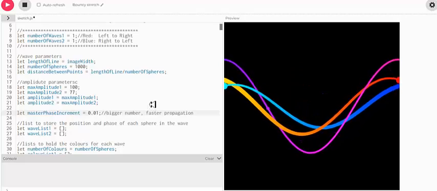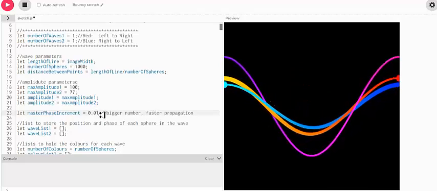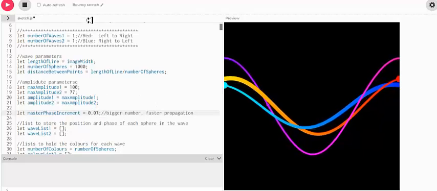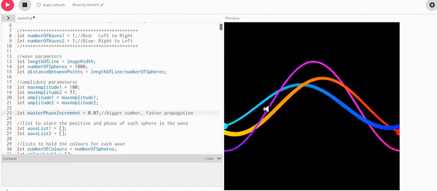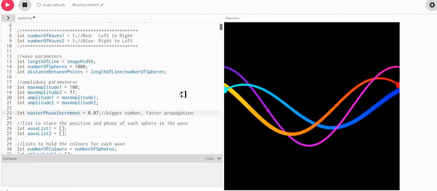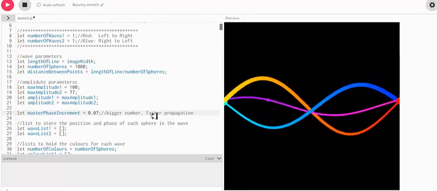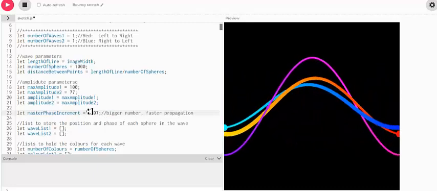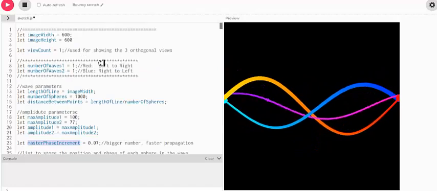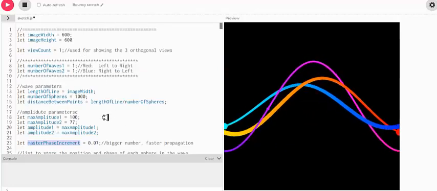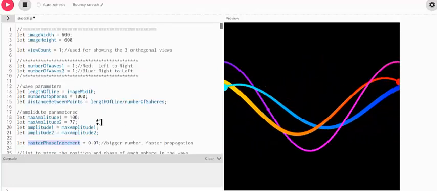Okay, so the waves are now propagating extremely slowly. I had it set to 0.07, and I like that speed. That's a speed that's not too freaky. It's a very natural speed, and so that's why I set this at 0.07. So these are all the main parameters that you can manipulate right off the top when you download the program.